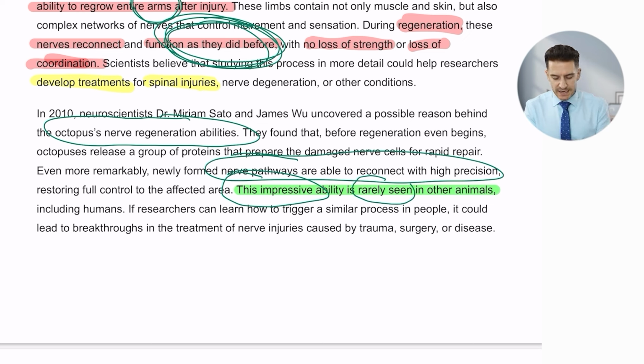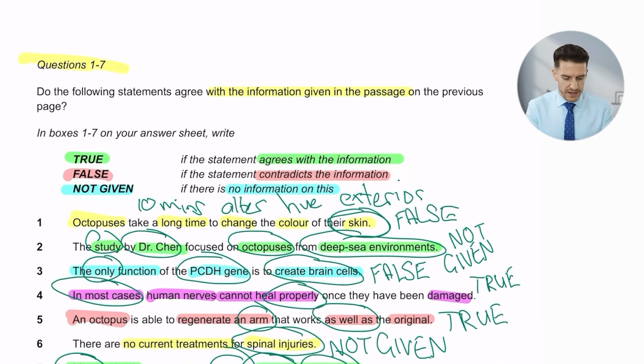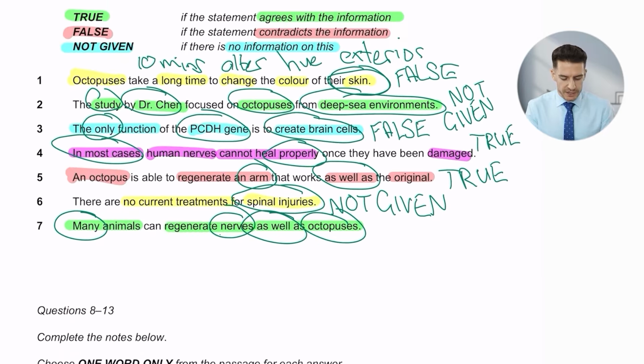And then it says rarely seen in other animals. But the question says many animals can do the same as octopuses when it comes to nerve regeneration. Well, this is saying something different. It's saying this ability is rarely seen in other animals. So maybe very few, a very small amount of animals can, but not many. So let's go back down here. "Many animals can regenerate nerves as well as octopuses." Well, the answer there is definitely false, because that's not true. The passage says rarely seen in other animals.